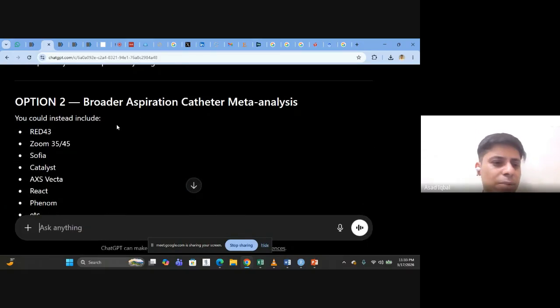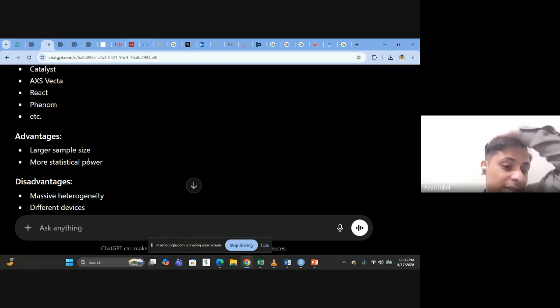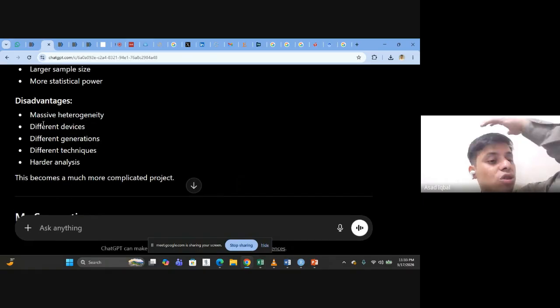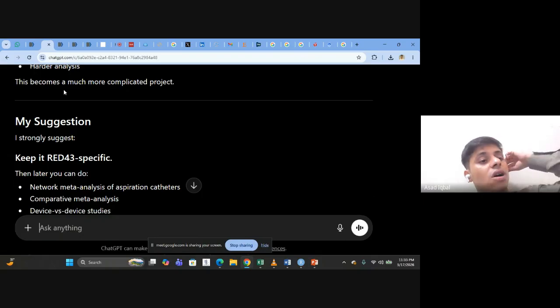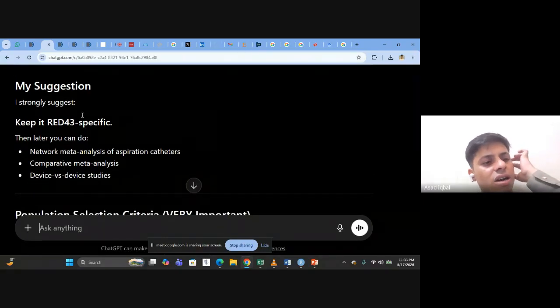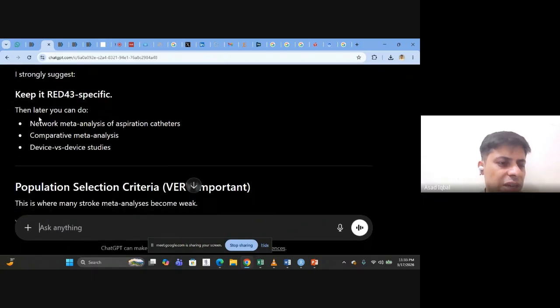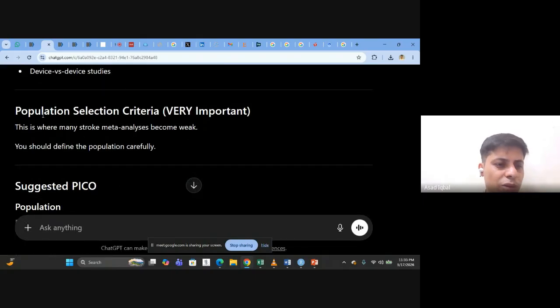Option 2: a broader aspiration catheter meta-analysis. You can include Red 43, Zoom, Sofia, Catalyst, and others. Advantages: larger sample size, more statistical power. Disadvantages: massive heterogeneity across different devices. So this becomes a much more complicated project. I strongly suggest keeping it specific to Red 43. Later you can do a network meta-analysis of aspiration catheters, a comparative meta-analysis of device versus device studies.